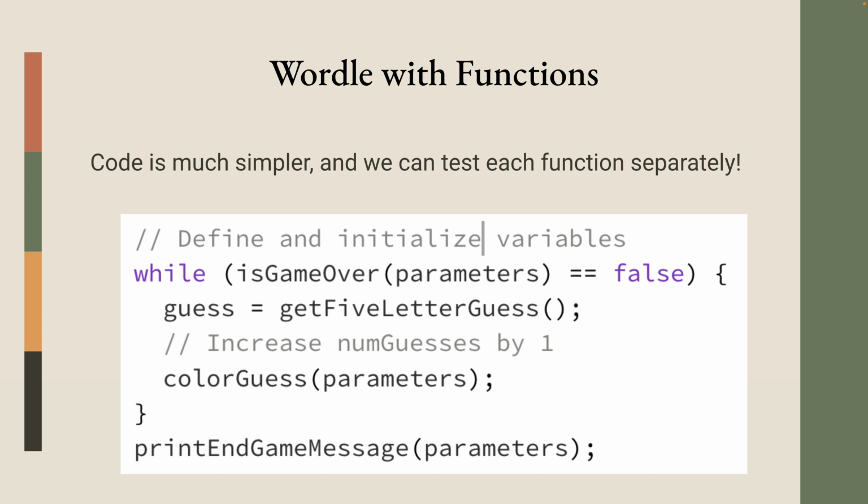So the homework that's due today is Wordle with functions. Essentially, your main function is just going to look like this, maybe 10 lines of code. It's a lot simpler to digest compared to what you wrote initially for Wordle. And the nice thing is we can test each of these functions separately to make sure they all work before we put it all together in the main.